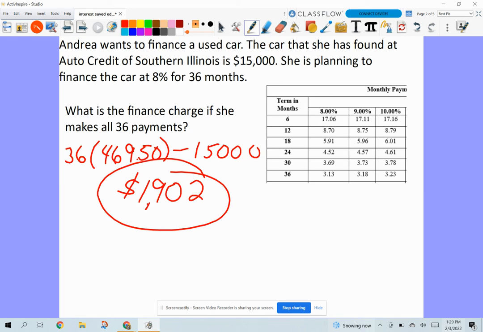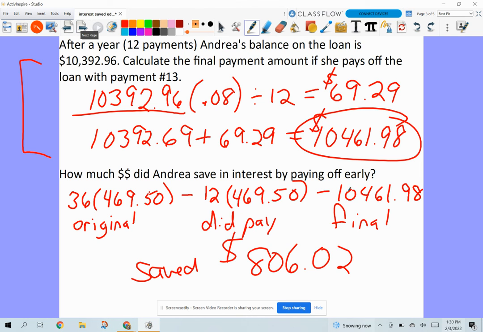Okay. Now, if you go back, we figured out if she paid all 36 payments, she was going to pay back $1,900 in just interest. Well, paying off early, I don't know, maybe she got a settlement from something or won the lottery, who knows? So she pays off her car. She's saving $806.02 by paying off early. Okay. I hope this helps.